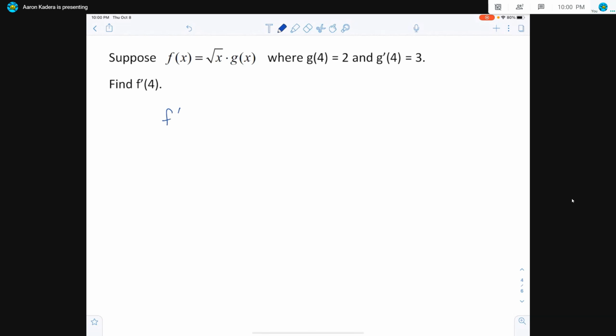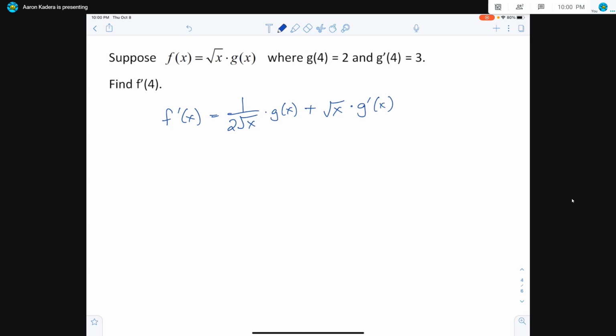Well, that means that we're going to have to find the derivative of that thing. So f prime of x, I'm going to do the product rule. So I'm going to take the derivative of the first thing. Hopefully you have this memorized. 1 over 2 times square root of x. Leave the second thing alone. All right. And then plus, we're going to leave the first thing alone. And then we are going to take the derivative of the second thing. Now, I don't know what g is, but the derivative of it is g prime of x.